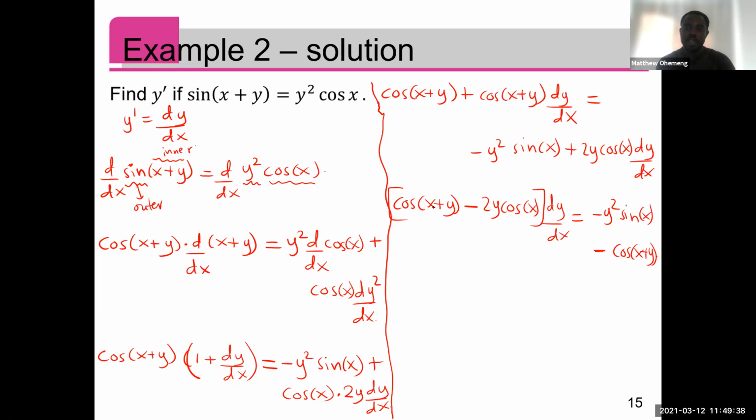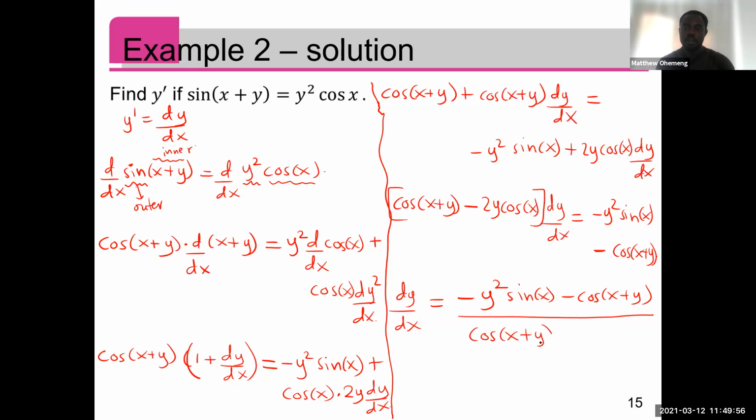Dividing both sides by the coefficient of dy over dx, I get dy over dx equal to negative y squared sine of x minus cosine of (x plus y), all over cosine of (x plus y) minus 2y cosine of x. I think this is the last example because it's almost time. And that's my answer.